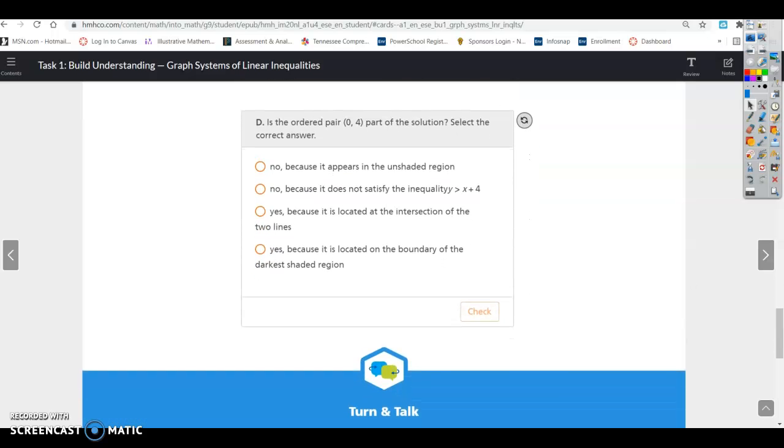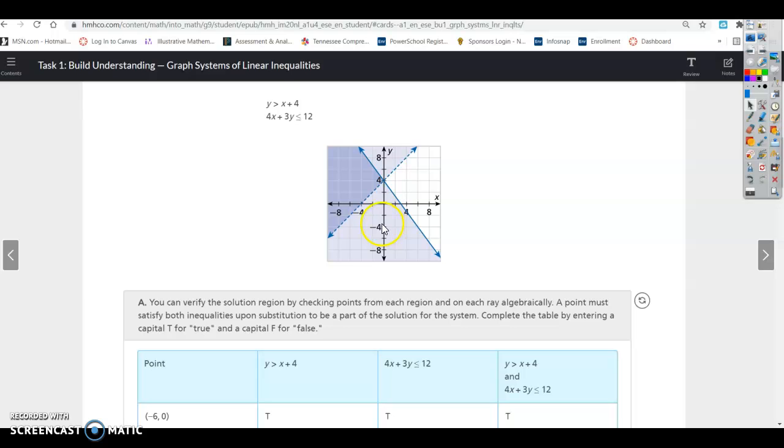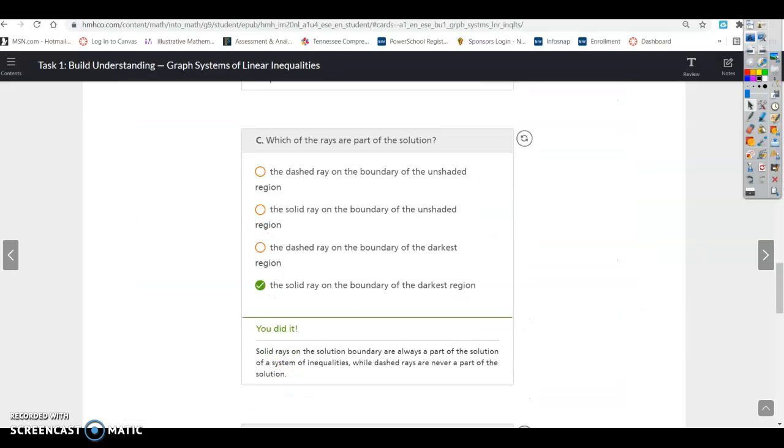All right, is the ordered pair 0, 4 part of the solution? All right, let's look at our graph. All right, if we go here, 0, 4. Okay, so it's on the intersection of those 2 lines. So it is a solution to this solid line, but it would not be a solution to this line. So that means it's not a solution to the system, even though it works for one of the inequalities.